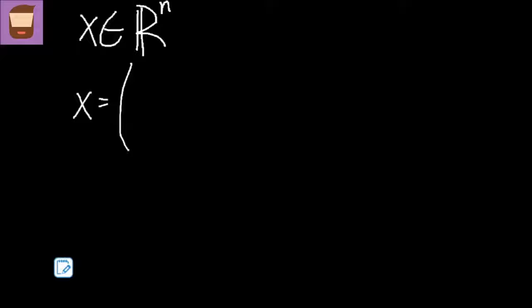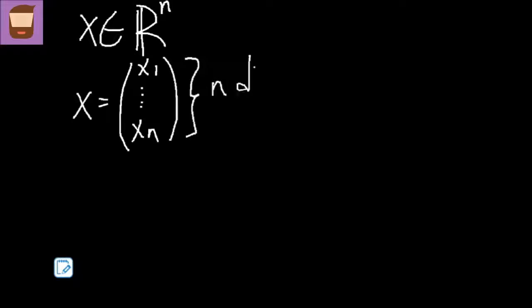So if we have a vector space here, then we will have some vector. We will denote this as x belongs to Rn. That means x equals x1 up to xn. X becomes n-dimensional numbers.